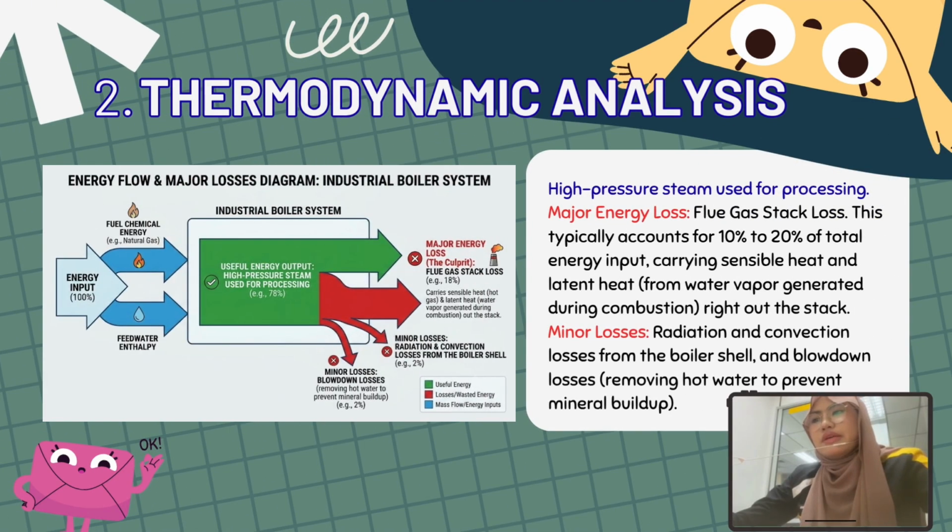Continuing with our analysis, this is a sample diagram of energy flow and major losses in an industrial boiler system, where high pressure steam is used for processing. Its major energy loss comes from the flue gas stack loss. This typically accounts for 10% to 20% of total energy input, carrying sensible heat and latent heat from water vapor generated during combustion right out of the stack. Its minor losses are from radiation and convection losses from the boiler shell, and blowdown losses, removing hot water to prevent mineral build-up.